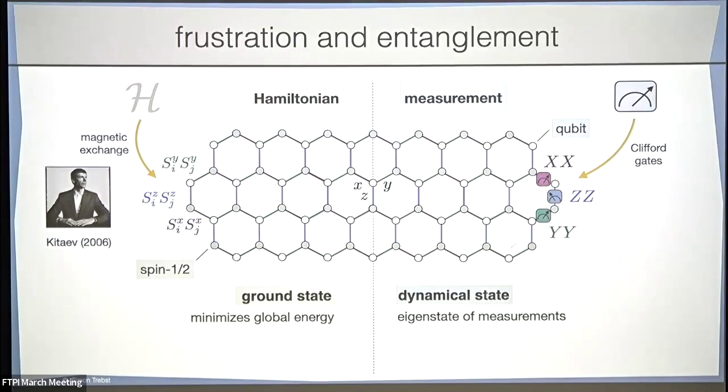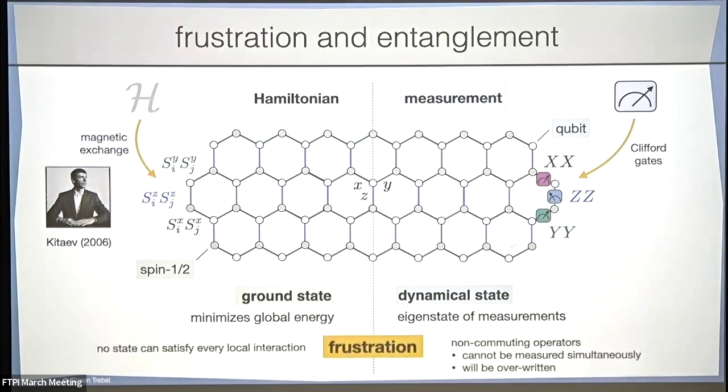And then I create a dynamical state, so I do these measurements on some initial wave function. And then I ask, what is the state that I get, or the ensemble of states that I get after doing tons of these measurements. And the key feature that combines the left and the right is again frustration. The point that these measurements do not commute, that these operators in the Hamiltonian do not commute, is what gives rise to interesting structure in the wave functions in the ground state or in this dynamical steady state. Okay, good. So they do not commute.